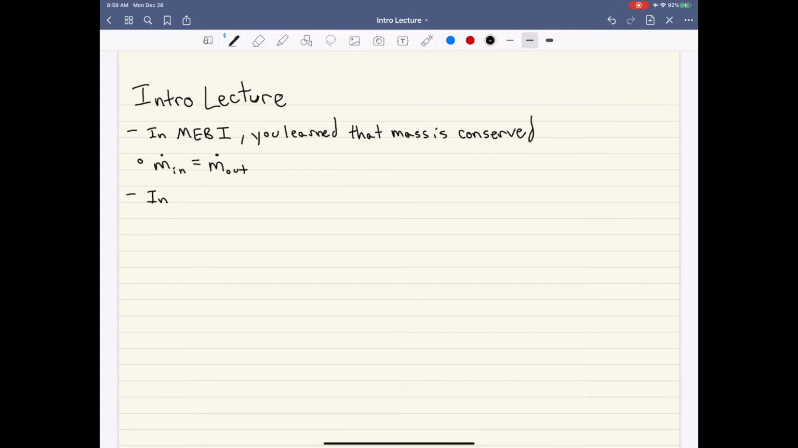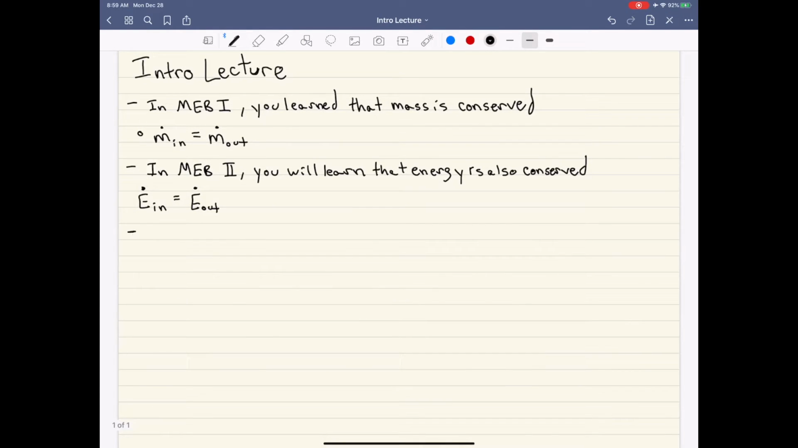In this course, in MAB 2, what you're going to learn and what you're going to use is the principle of the conservation of energy. So you'll learn that energy is also conserved, so that any energy that goes into a system is equal to the energy that comes out. So very simple concept. But in order to apply this principle, we first need to define what energy is. So what is energy?